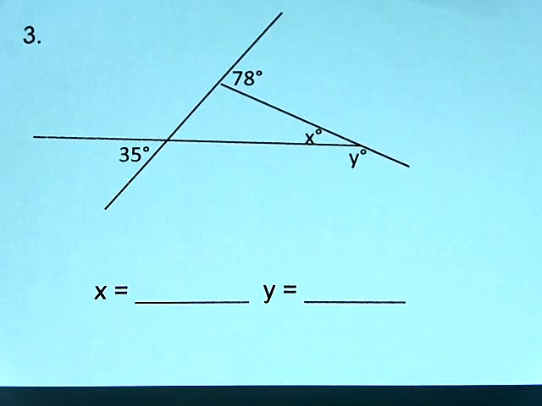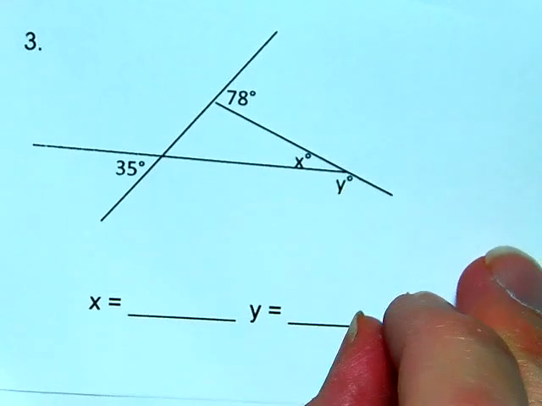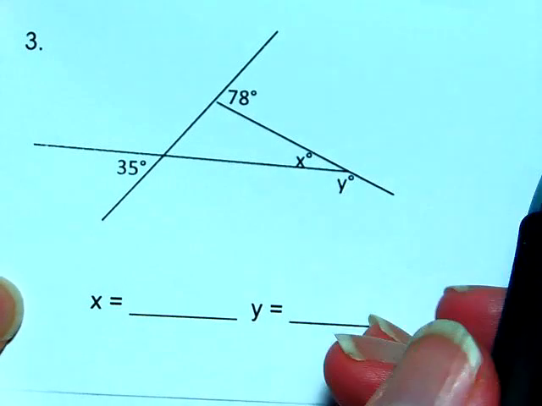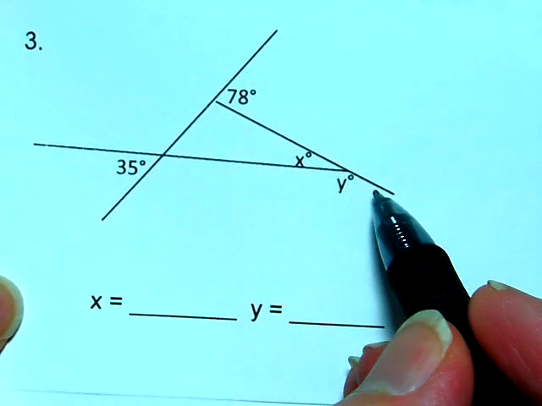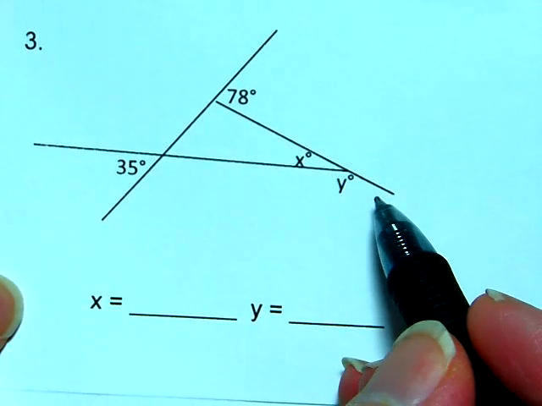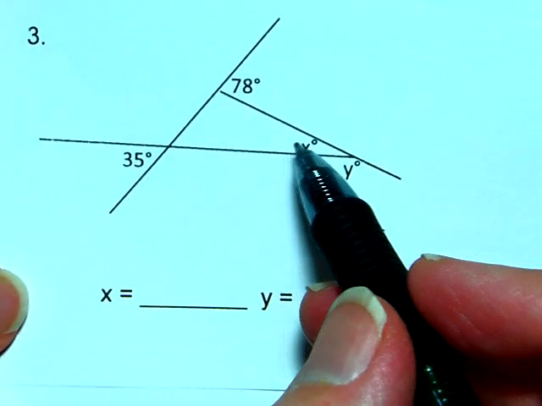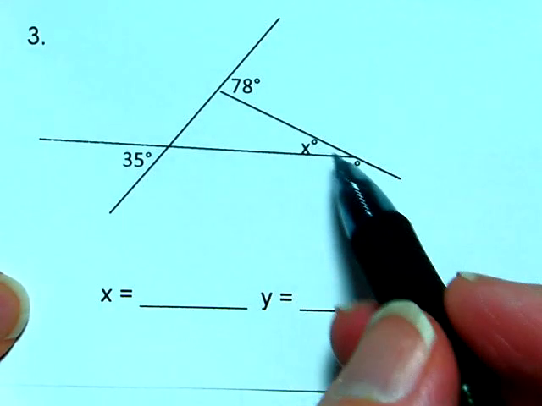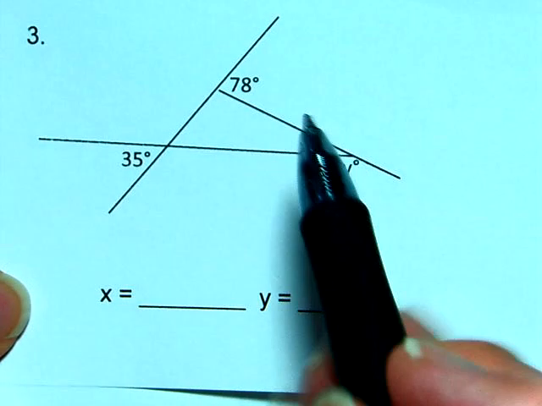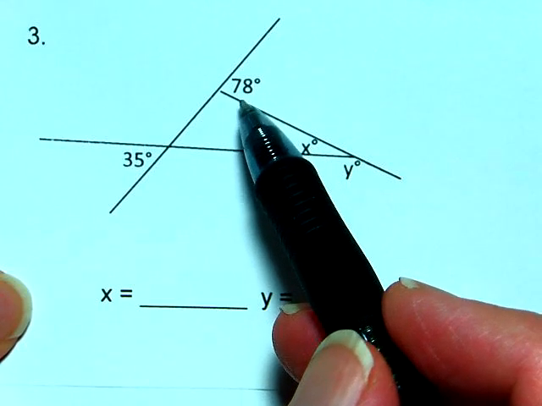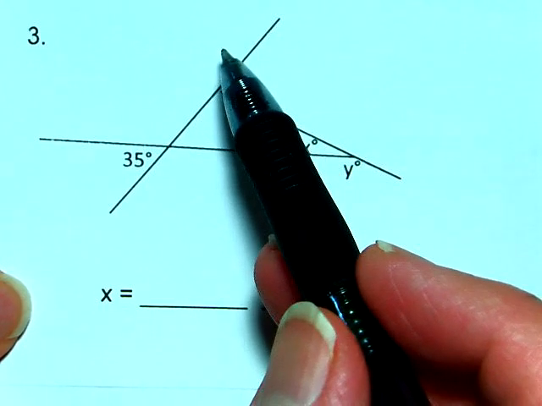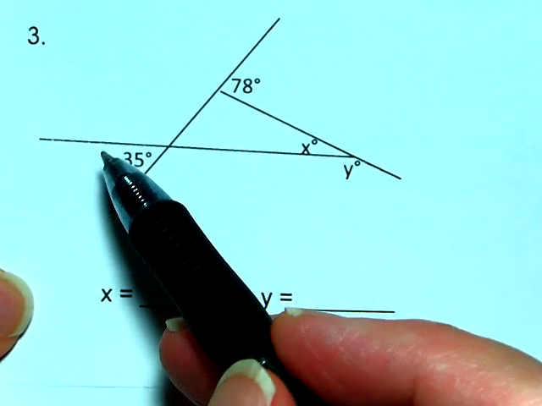So problem C is another problem with missing angles. Here we're asked to find the measures of x and y in these two angles. We can see again that x and y appear to be linear pairs, which might help us. In addition, we're given an exterior angle of 78 degrees, and then we're given this angle here that's 35 degrees.